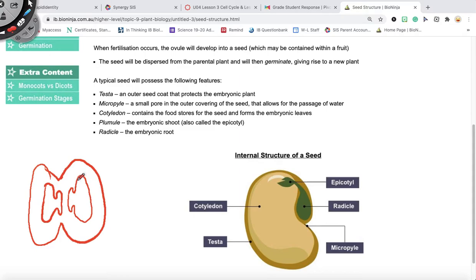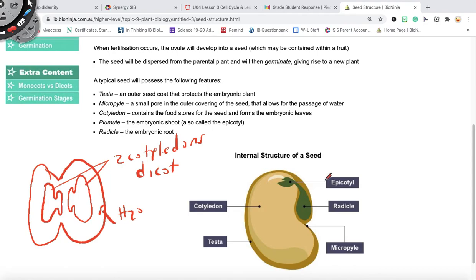All right, and if I see two cotyledons here, then I would assume that that is a dicot plant. Now, if water got in there through the micropyle, then you would see a swollen cotyledon.